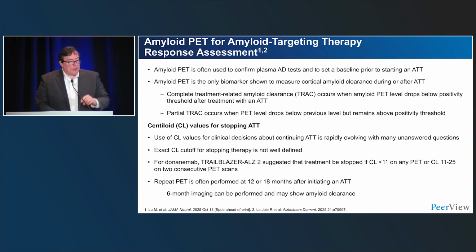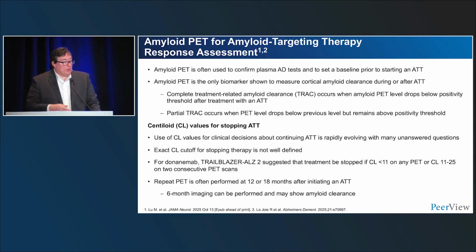So we're going to shift gears and talk about amyloid PET for amyloid-targeting therapy or response assessment. Often amyloid PET is used to confirm plasma AD test instead of baseline prior to amyloid-targeted therapy. Currently, amyloid PET is the only biomarker shown to measure cortical amyloid clearance during or after therapy. Treatment-related amyloid clearance occurs when amyloid PET levels drop below the positive threshold after treatment. It is a bit controversial what that threshold is. It's not well defined. I'm reproducing those cutoffs using the TRAILBLAZER for donanemab, but that doesn't apply to every scenario.